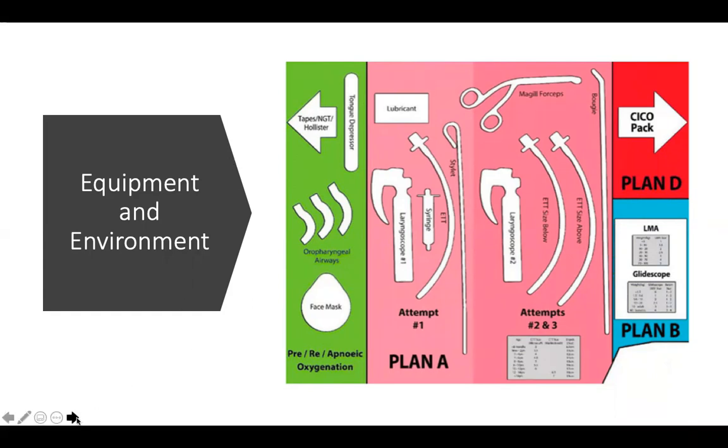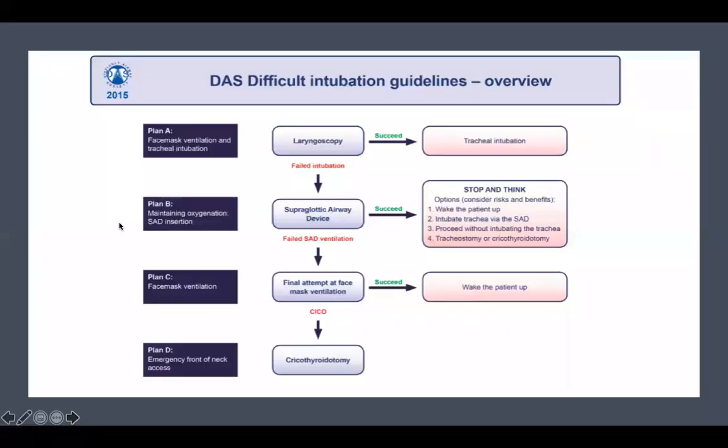So I'll just show you quickly the pictures of the Difficult Airway Society algorithm, which is due to be updated this year, 2022. So this is the 2015 guidelines, which were published 7 years ago. They still apply. So plan A is when you want to intubate the patient. What do you need? You need them to mask ventilate the patient, and then you intubate the patient.